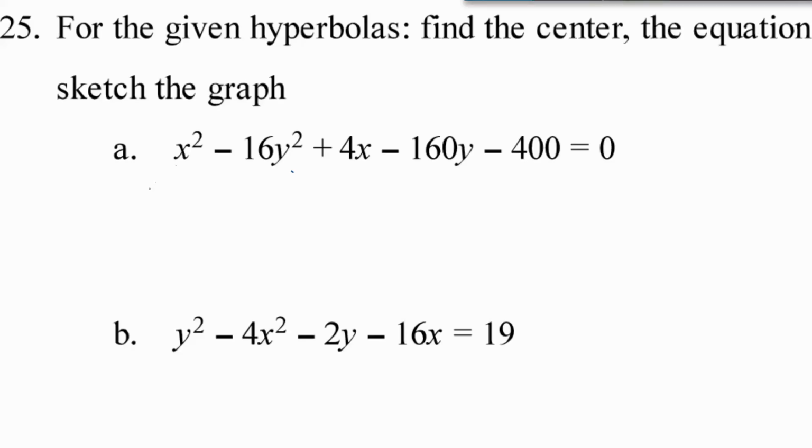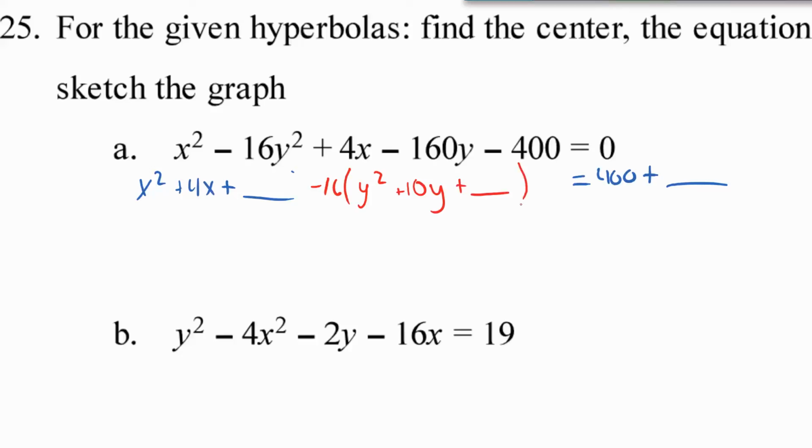The x squared is easy. X squared plus 4x plus our blank. And then over here, I'm going to go ahead and add the 400 over, and then I'm going to put the blank here. I'm going to need to complete the square with my y as well, but there's this extra negative 16 in front of it. So I need to factor out the negative 16 first. Negative 16 taken out of y squared leaves me with y squared. Negative 16 taken out of negative 160y should leave me with plus 10y plus that blank spot.